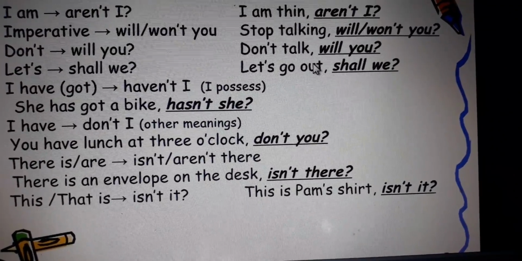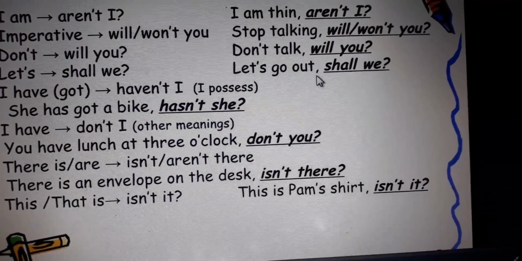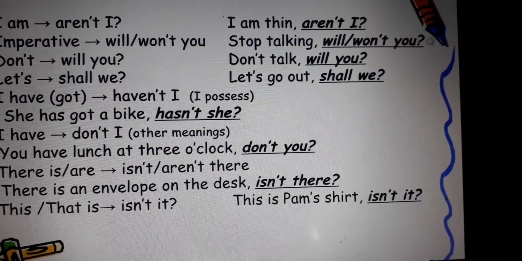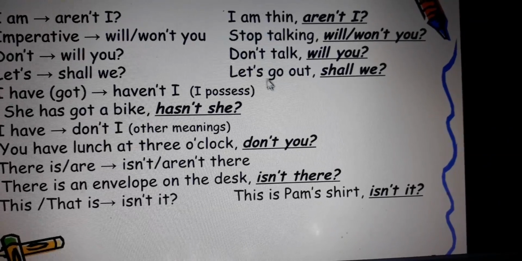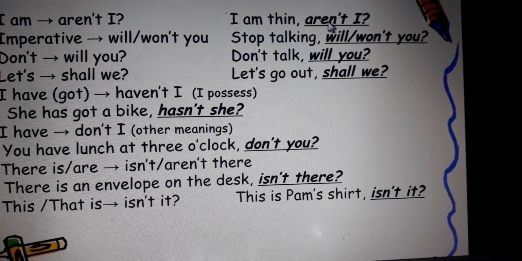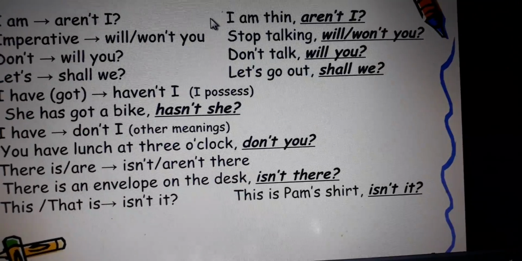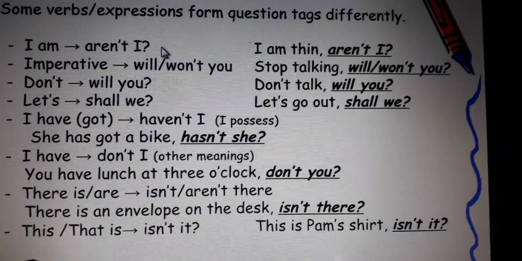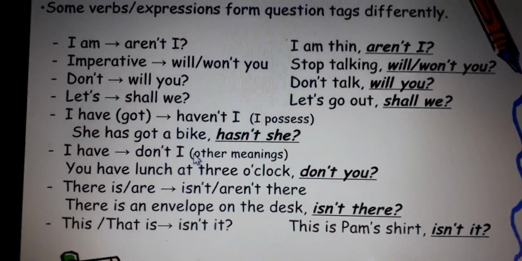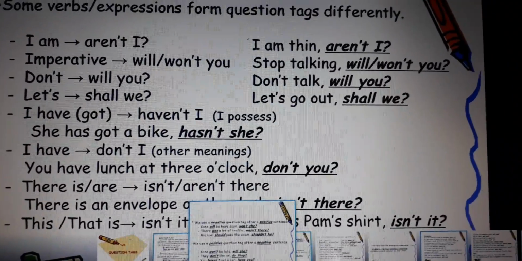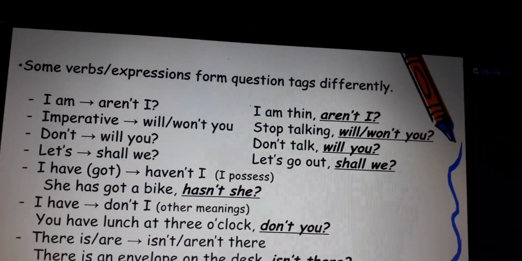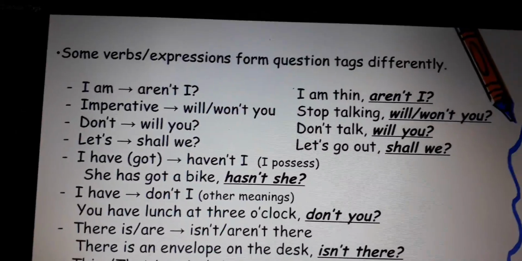Let's go out, shall we. You are going to provide shall we with a question mark. These are the question tags you are going to provide to these imperative sentences. And I am will be written as aren't I, not am I. Is it clear? I hope these exceptions are clear to you. Now let's do the practice. I hope we are done with the rules which we need to remember. Let's do some practice so that it will be more clear to us.